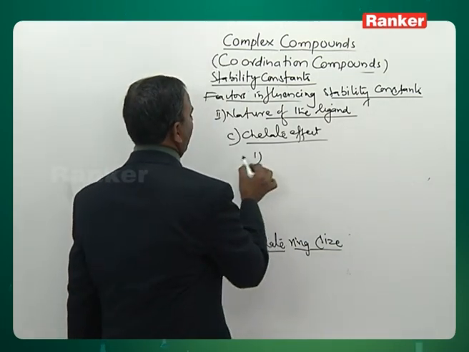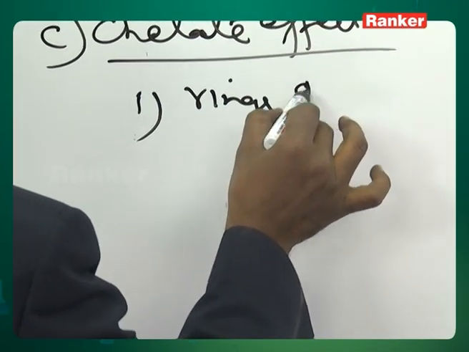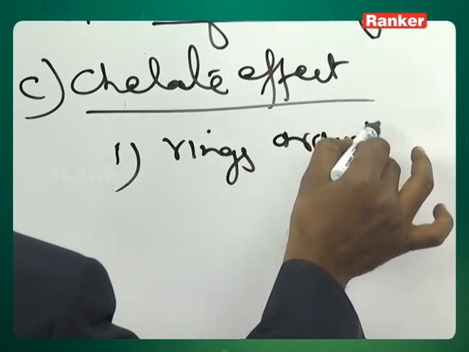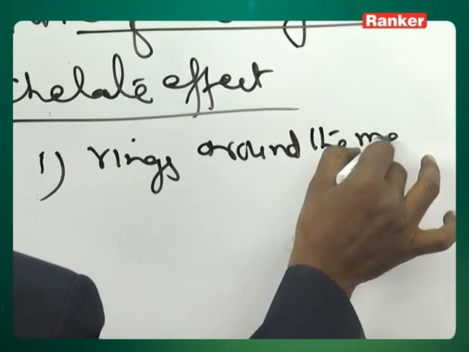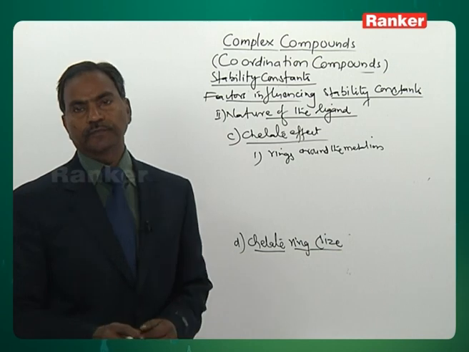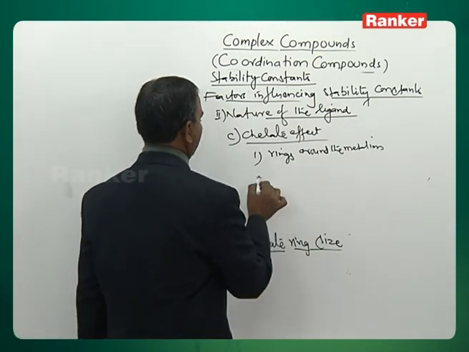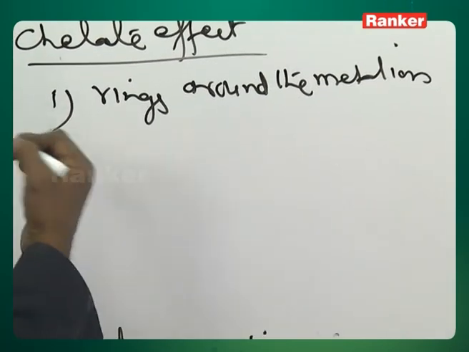It may be due to the formation of rings around the metal ion. What happens by forming the rings? Stability is increasing, as said. Next, rings around the metal ion. It may be due to the formation of rings around the metal ion.